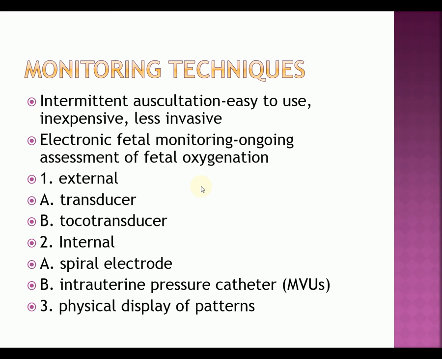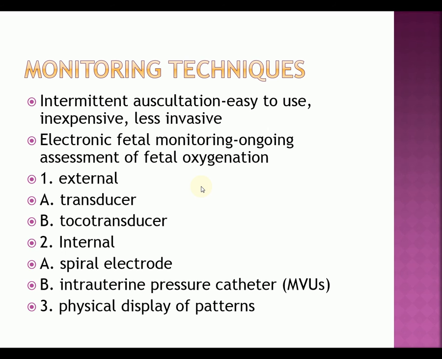So we talked about the transducer and the TOCO transducer. The transducer does the fetal heart rate, and the TOCO transducer measures the pressure of the fundus. Then we have the internal monitoring, and this is either a spiral electrode or the intrauterine pressure catheter.